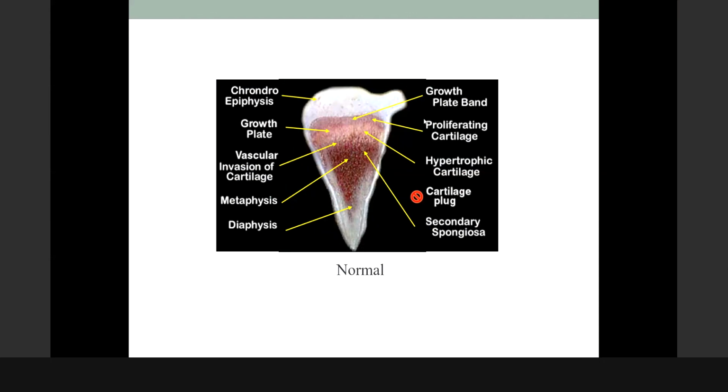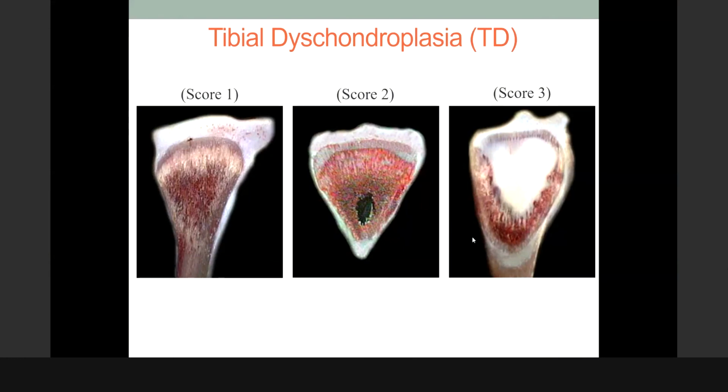They should have these different parts of the bones. I think this one has been covered in your anatomy as well. You should have a growth plate, cartilage, diaphysis, metaphysis, all these things. However, in tibial dyschondroplasia cases, what you see is the cartilage area becomes thickened. You can see score 1, and score 2 is slightly thickened here. And this is what you see in the most severe one, the plug of cartilage accumulated in the bone.